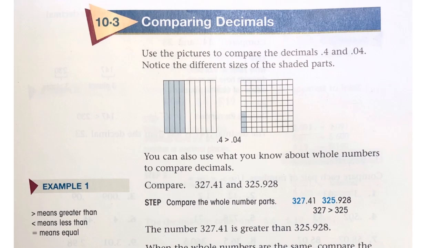Basic Math Chapter 10, Section 3, Comparing Decimals. Use the pictures to compare the decimals 4/10 and 4/100. Notice the different sizes of the shaded parts. So here's what 4/10 looks like, and here's what 4/100 looks like. You can also use what you know about whole numbers to compare decimals.